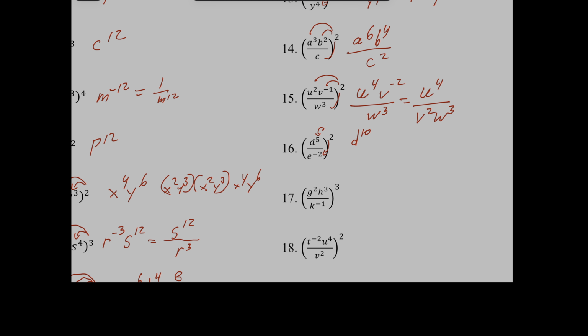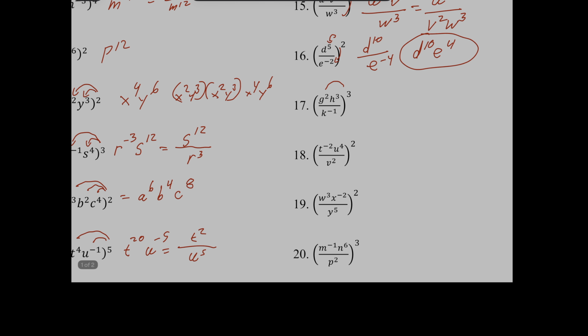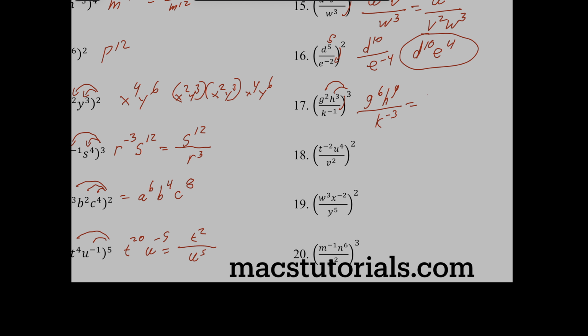Okay, d to the 10 over e to the negative 4. Well, I want to flip him up, so that's just going to become d to the 10 e to the 4. I'm going to circle it right there, okay? You don't have to write the 1 on the bottom. You have to write a 1 on top. You don't have to write 1 on the bottom, though. Here, I'm going to cube him, and him. I'm going to get g to the 6, h to the 9 over k to the negative 3. Remember, we multiply when we do powers. Now it's just going to become g6, h9, k3.